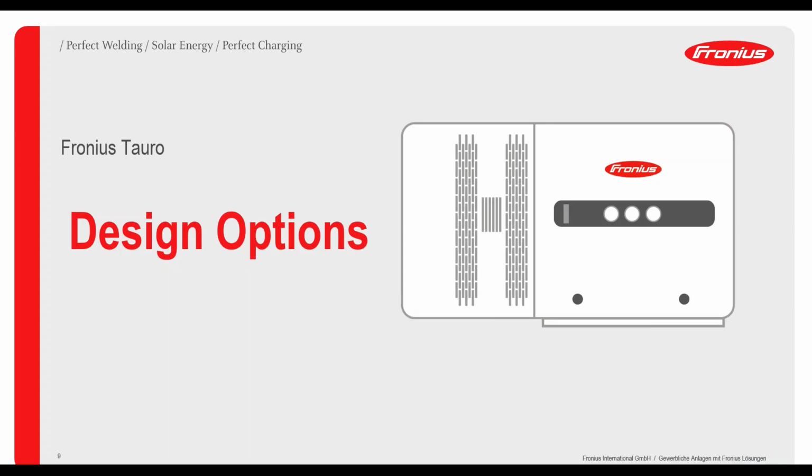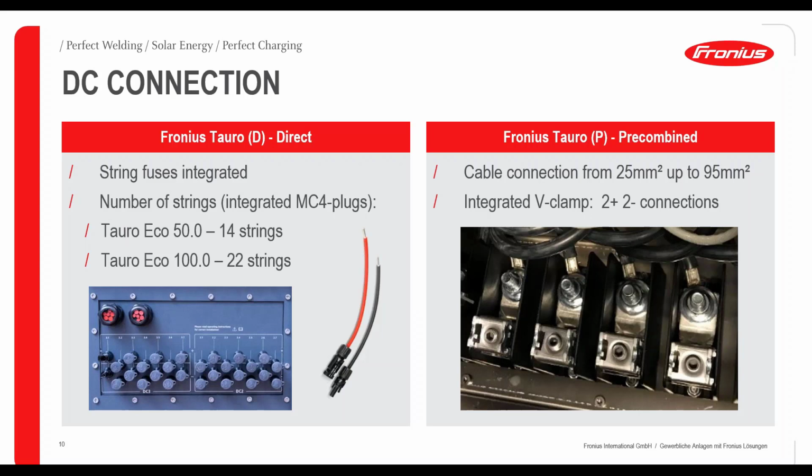So let's get one step deeper into the design options with the Tauro. What can be done on the DC connection? That's also very important to remember when ordering the device, because there are two options we can order. On the one side, we have the Fronius Tauro D for direct option. This is usually used for decentral systems where we are directly underneath the modules, so we directly connect the modules. This is because we have MC4 plugs on the device for a direct connection. The number of strings is 14 for the 50 kW device and 22 for the larger one. String fuses and string monitoring would also be possible with this option.